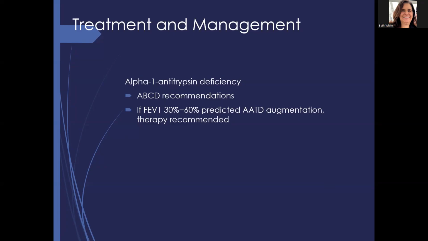There's several different ones: Prolastin-C, Aralast, Zemaira, Glassia. Those drugs are administered by infusions, and they will help cease the progression of emphysema by replacing that protein and helping to have enough of the protein so that the elastin in the lungs does not get broken down.